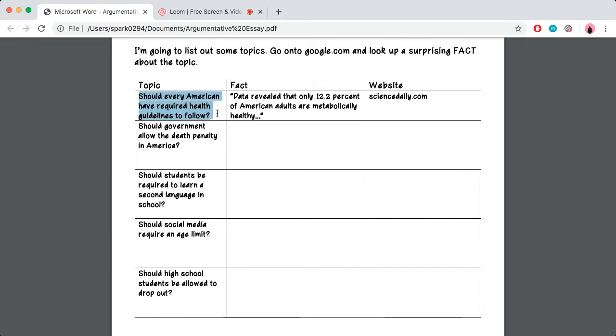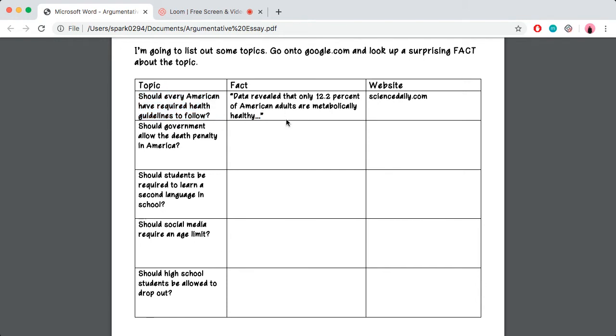Well, you might be wondering, what can I look up that will be related to this topic? How do I search on Google? Well, if my topic is, should every American have required health guidelines to follow? I'm probably thinking, oh, well, are Americans generally healthy or are Americans generally unhealthy? Should we require them to eat certain kinds of food, or are they okay choosing what they eat? Well, I looked up what is the percentage of healthy American adults? And it was surprising. The fact that I found was pretty surprising.